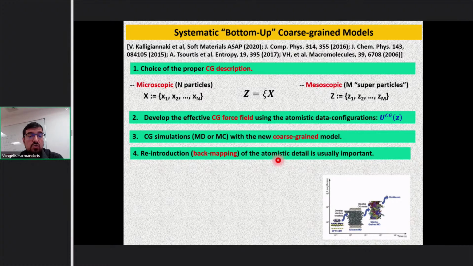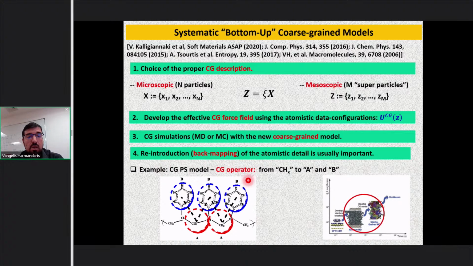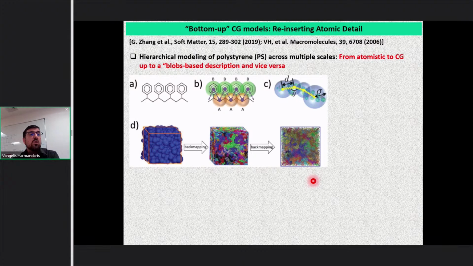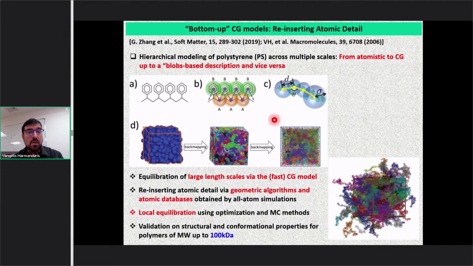And then typically, in cases where we need the atomic detail, there are algorithms for reintroducing atomic detail when it is important. Here you see an example where we have the description in all atoms, the black one, and then we have the description in red and blue, which are these coarse-grained, as we call them, superatoms or beads. So this is the coupling between the microscopic and the mesoscopic scale. And as I said before, typically we also want some connection with the atomic scale, and for that there are specific algorithms which are rather geometric.